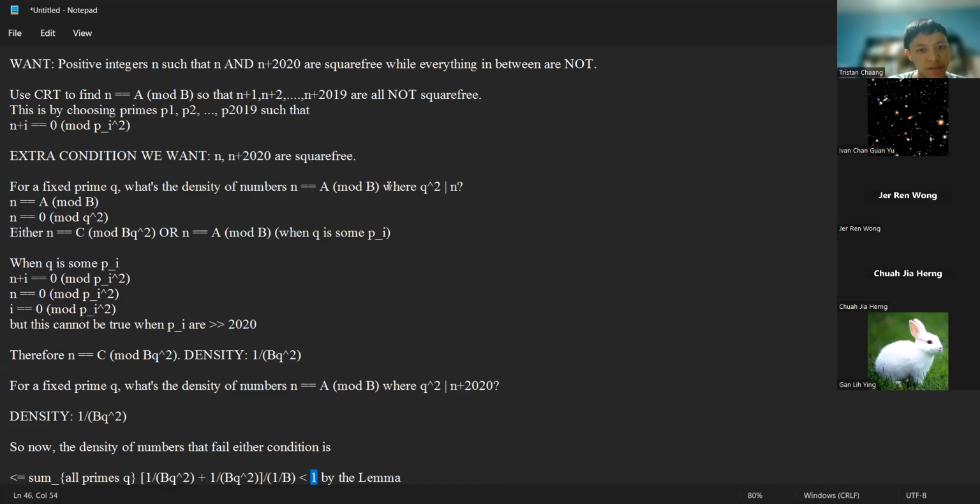Wait, no, square free means... Yeah. Square free means you don't let it happen, right? You don't let this happen. We want n and n plus 202 to be square free. Square free means no squared primes divide it. So that's why I look at what cases there are when a prime squared divides it, and we add the densities. So these are the ones we don't want. Yeah, I kind of got confused about what square free means just now. I thought there's also a square inside.